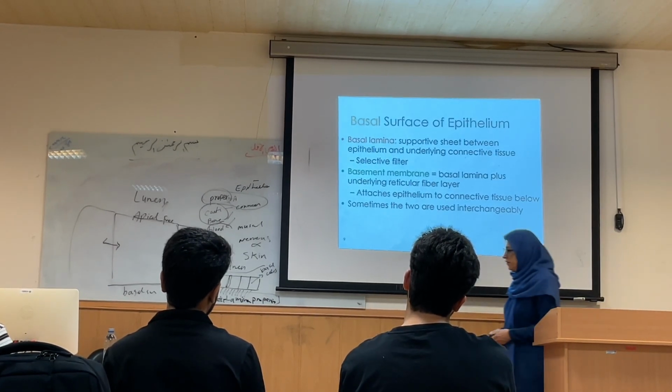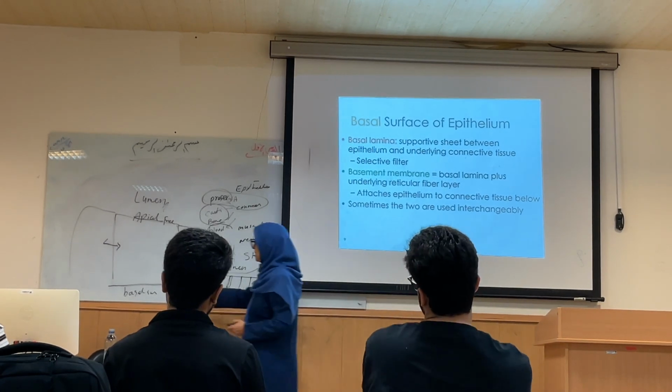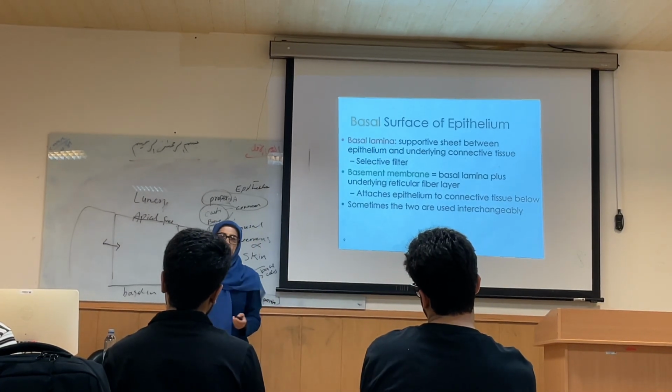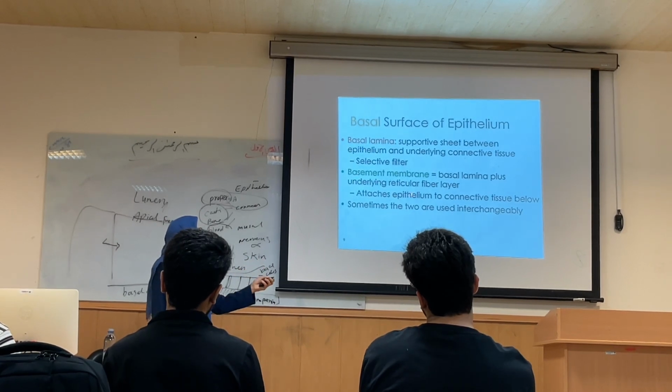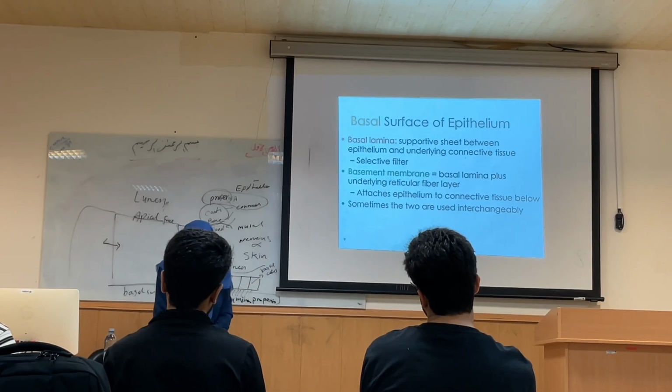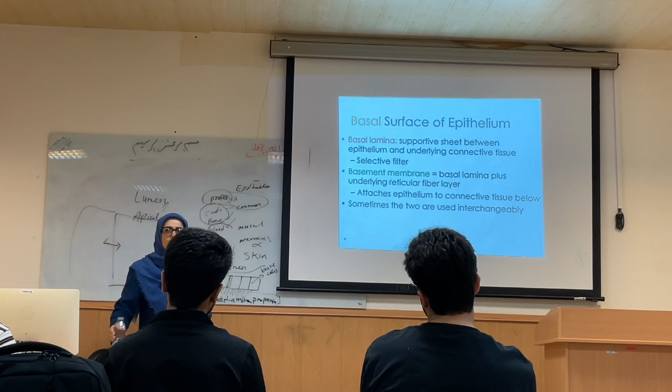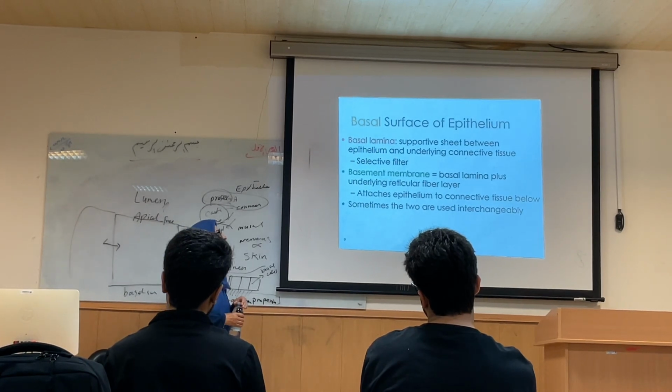The first surface is the basal surface. In your book, it says it includes two things: basal lamina and basement membrane. Do you know the difference between them? Mostly they may be used as if placed together.